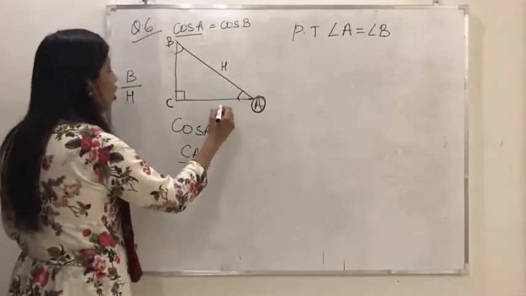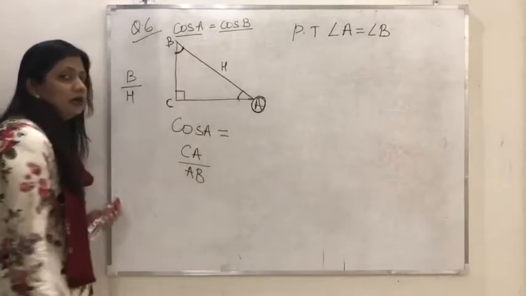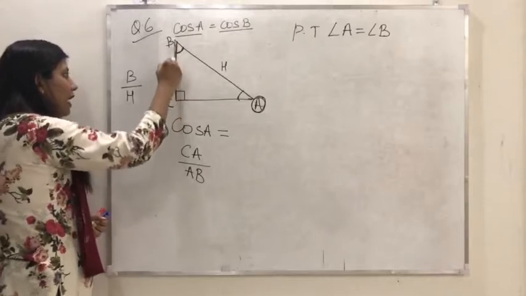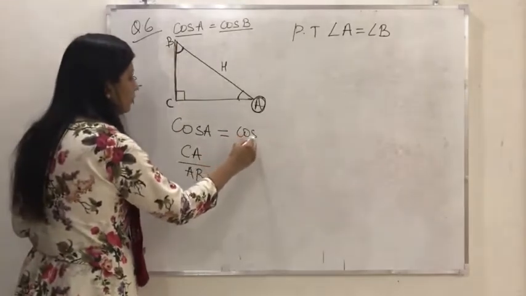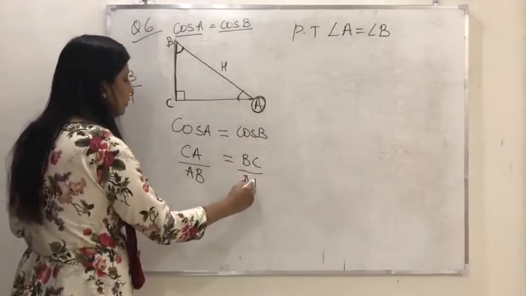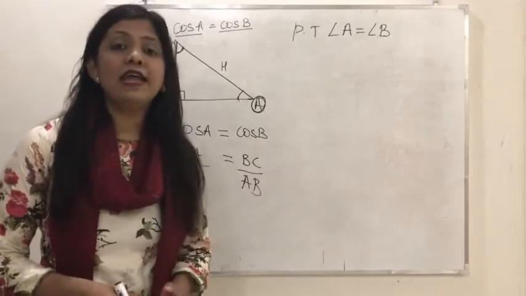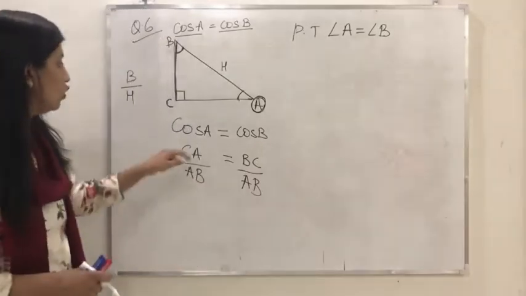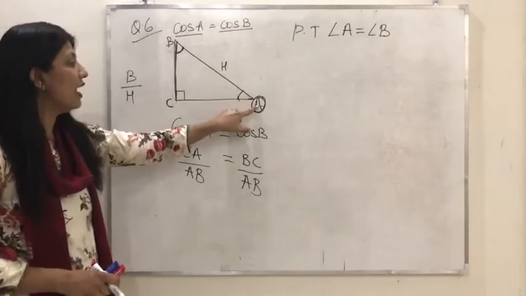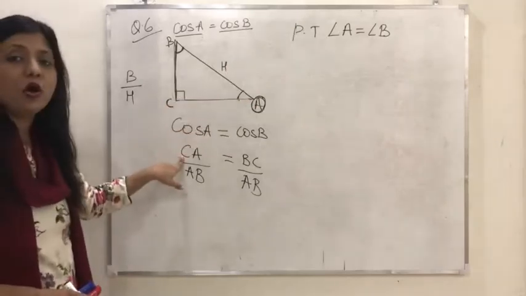Similarly, cos B. When I am talking about angle B, the side adjacent to angle B is BC. This will be my base. So here, BC upon hypotenuse, that is AB. Again I am explaining this. My base is the side adjacent to the given angle. So when I am talking about angle A, this is my hypotenuse. So the side adjacent to angle A, AC, will be my base. So here I have written AC or CA.